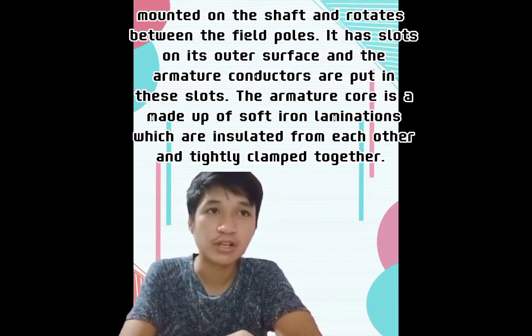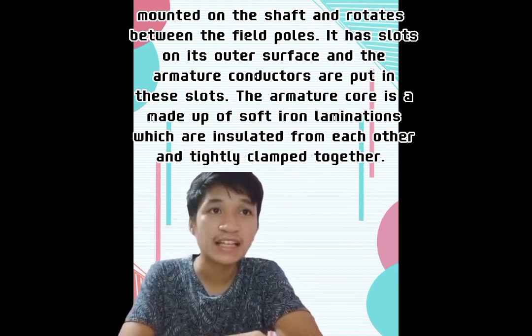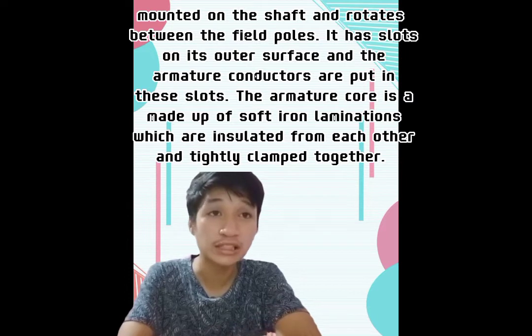The next one is the armature core. The armature core of this generator is mounted on the shaft and rotates between the field poles. It has slots on its surface, and the armature conductors are put in these slots.